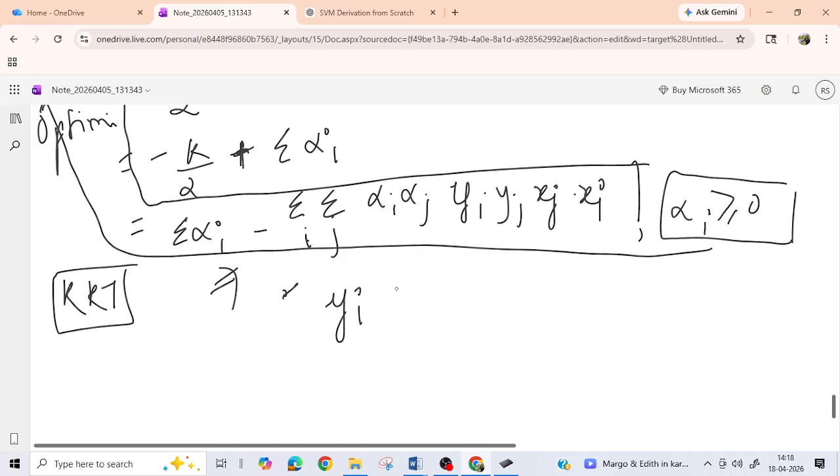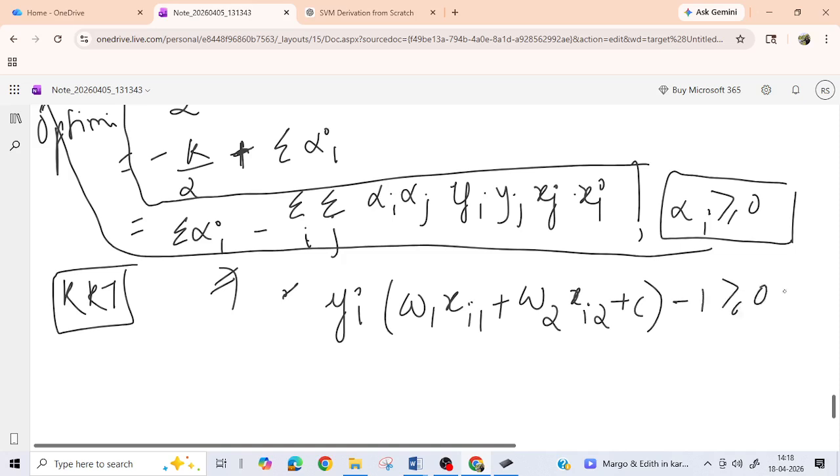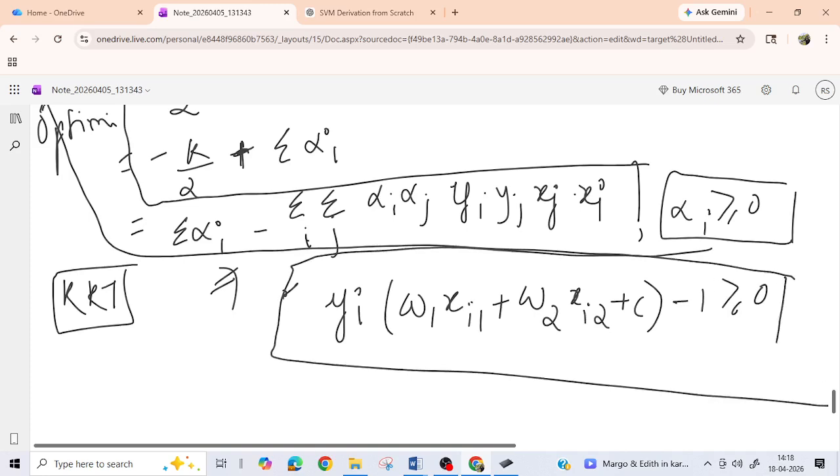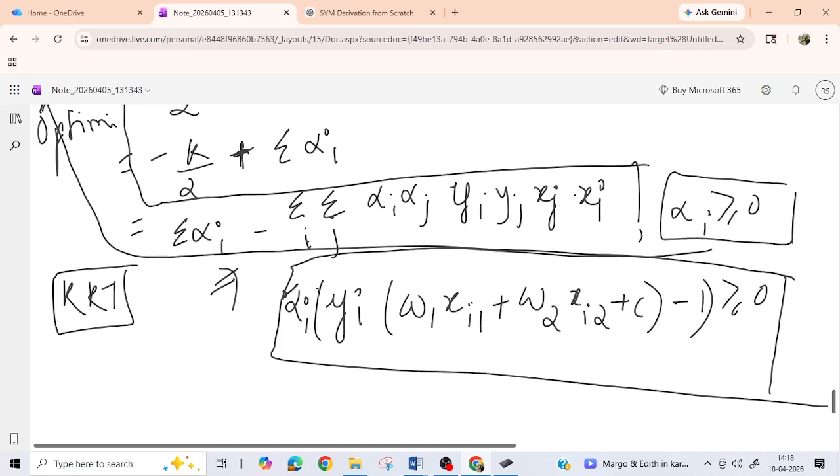yi into w transpose xi. Okay, so let's write it as w1 xi1 plus w2 xi2 plus c, minus 1 is greater than or equal to 0. So this should also be correct, right? This should also be correct. Okay, and alpha i was also there.